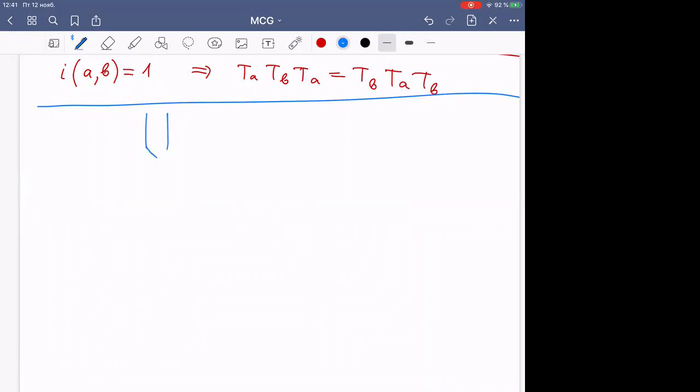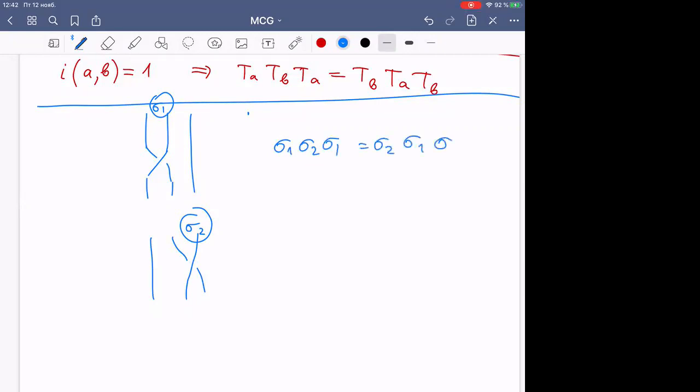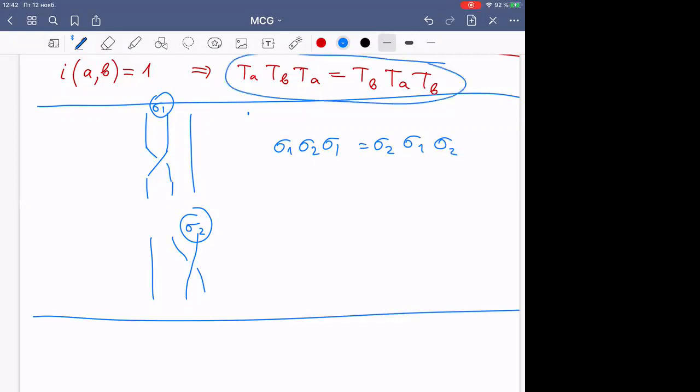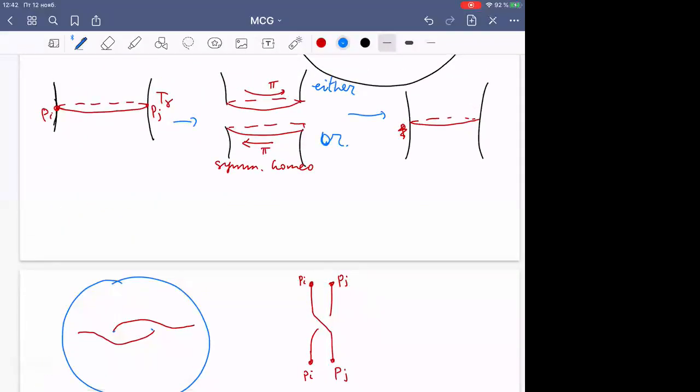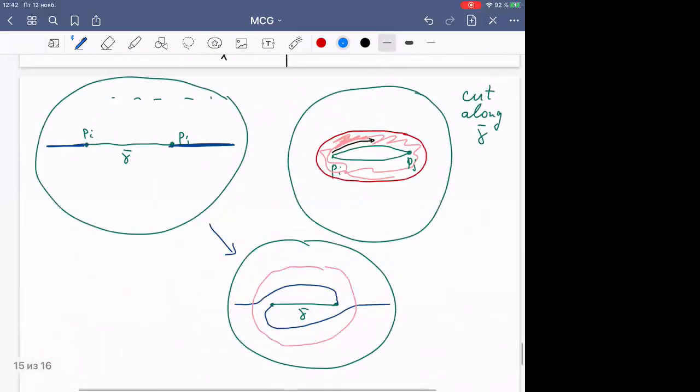And in braids, they correspond to such braids, sigma one and sigma two. And it is a standard fact, which is just the third Reidemeister move, that these sigma 1 and sigma 2 satisfy such a relation: sigma 1, sigma 2, sigma 1 equals sigma 2, sigma 1, sigma 2. We have already proved that this is true, but now we obtain another point of view on this fact: it is not surprising that braid relations appear here, since they are exactly the usual braid relations downstairs.